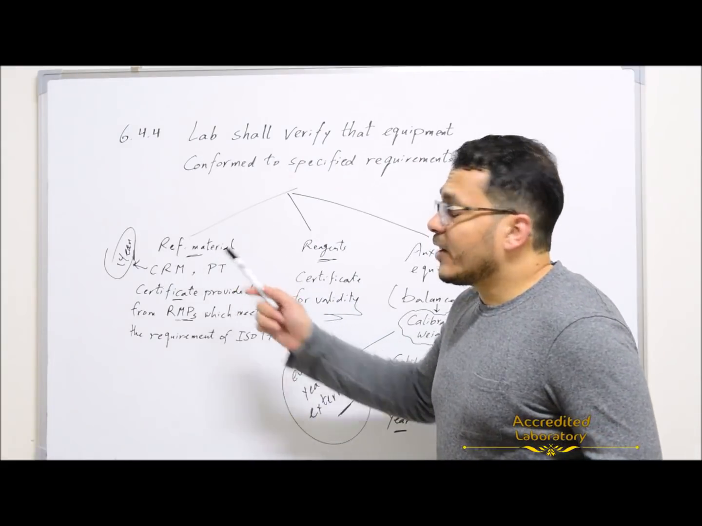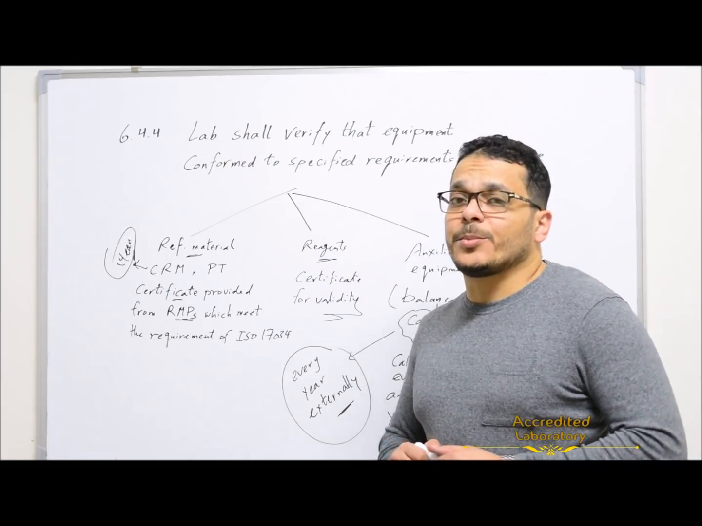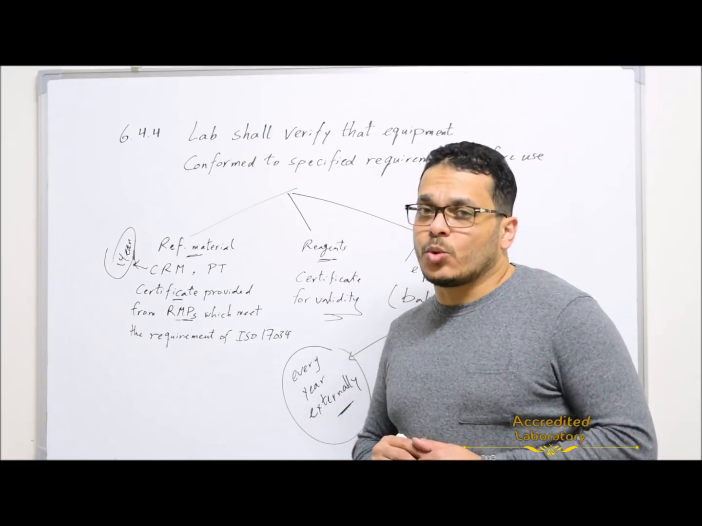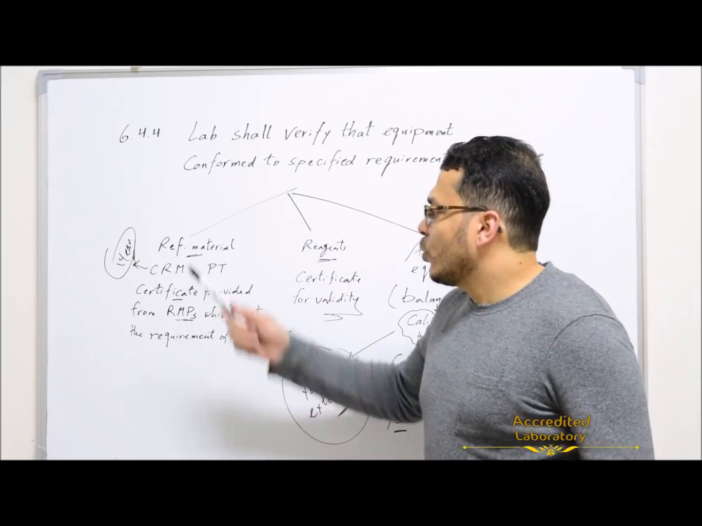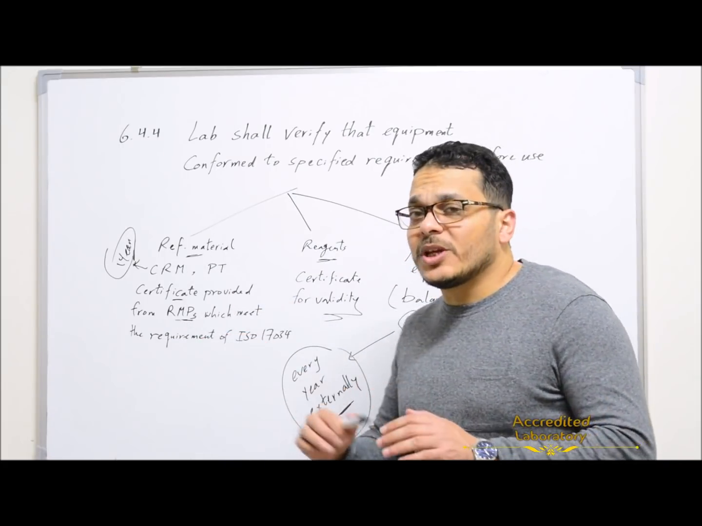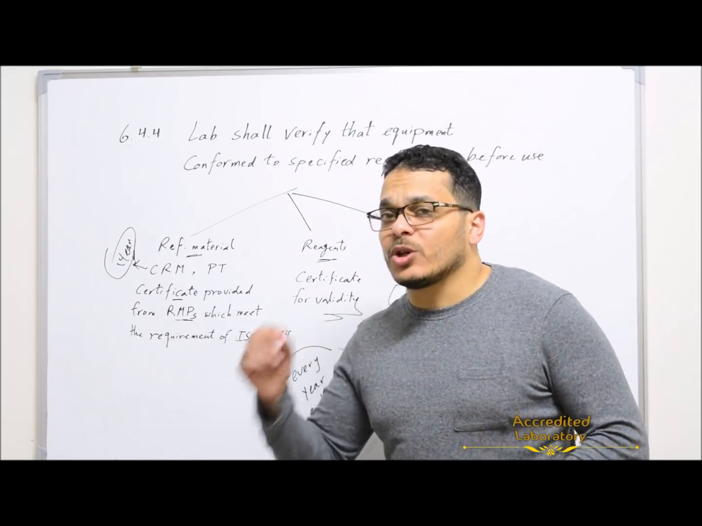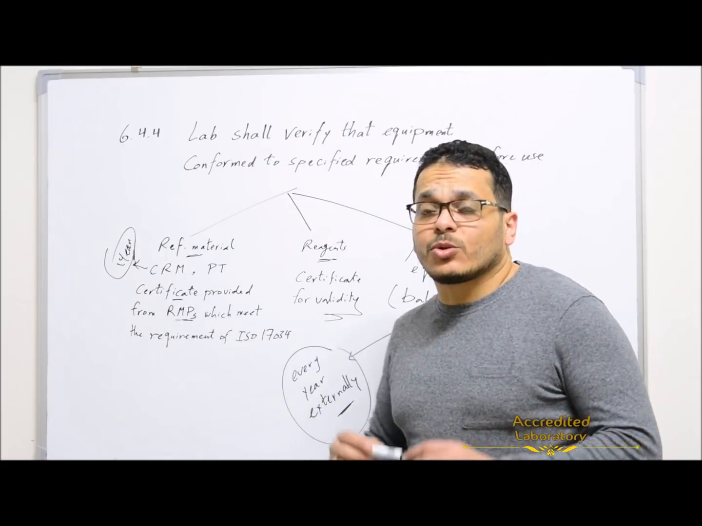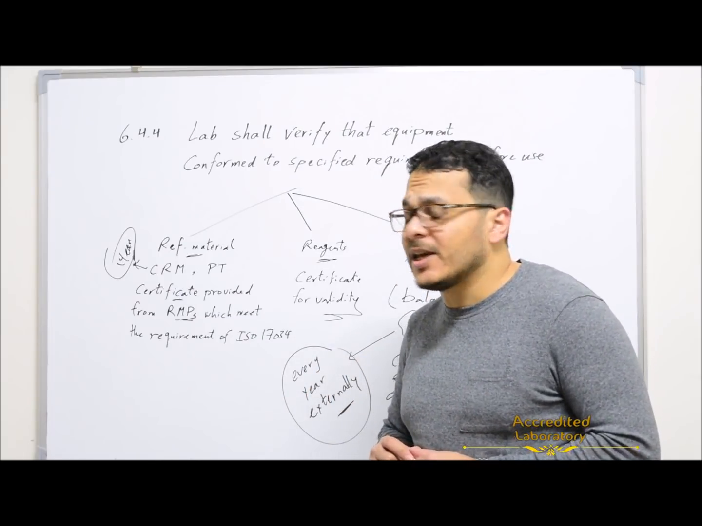Also, as we know, reference materials, such as CRM (certified reference materials) or PT (proficiency test) samples, and reagents are now considered as equipment. CRM or PT will be provided by reference material producers which meet the requirements of ISO 17034. They will provide the lab with a certificate containing their measurement uncertainty, metrological traceability and validity.